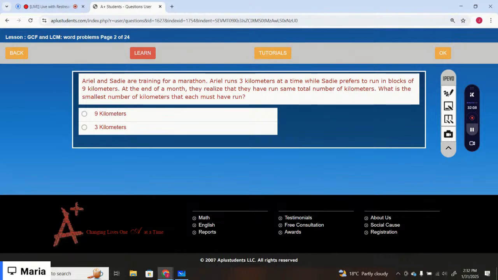Ariel and Sadie are training for a marathon. Ariel runs 3 kilometers at a time, while Sadie prefers to run in blocks of 9 kilometers. At the end of the month, they realize that they have run the same total number of kilometers. What is the smallest number of kilometers that each must have run? So, which is the correct option?